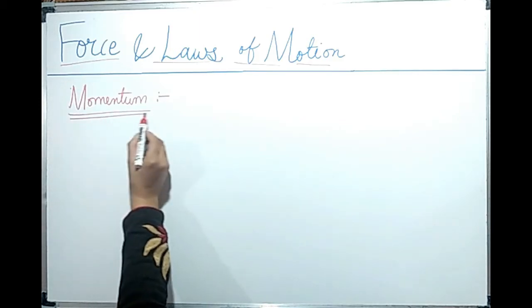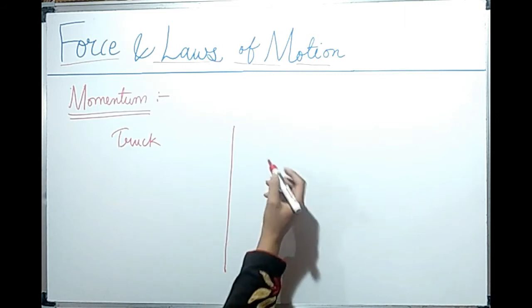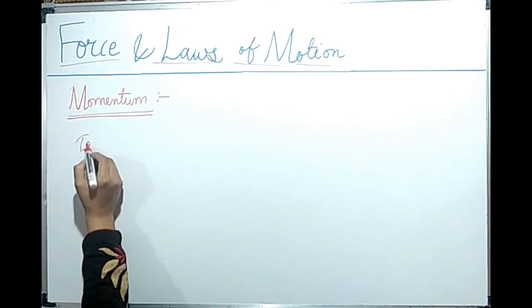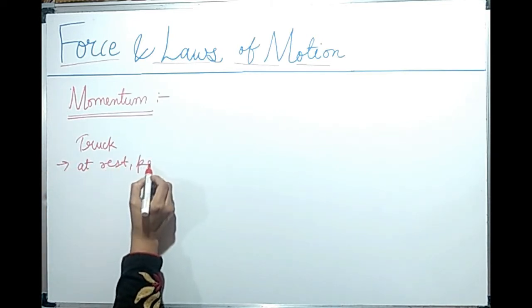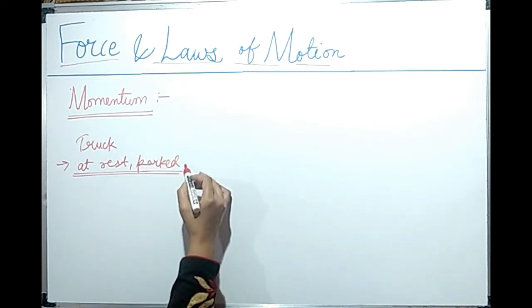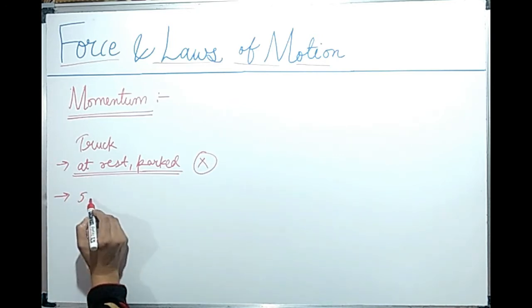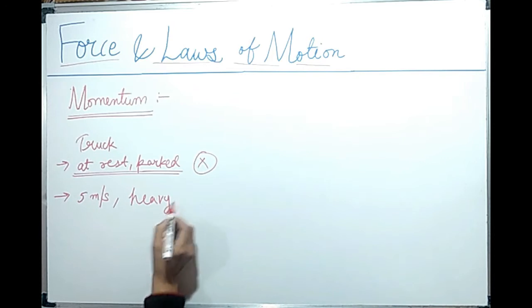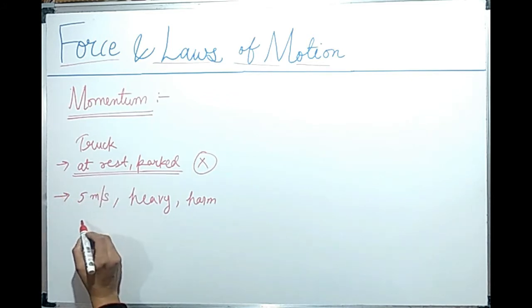To understand what momentum is, let's consider two examples. One is the situation of a truck, and the second is a bullet. Let's consider the case of the truck. Initially, let's say the truck is at rest and parked along the roadside, so it is not going to harm any person. But let's consider the truck is moving with a very little velocity of 5 meter per second. Then the truck being too heavy, it is going to harm a person. It may kill a person coming in the path of the truck.